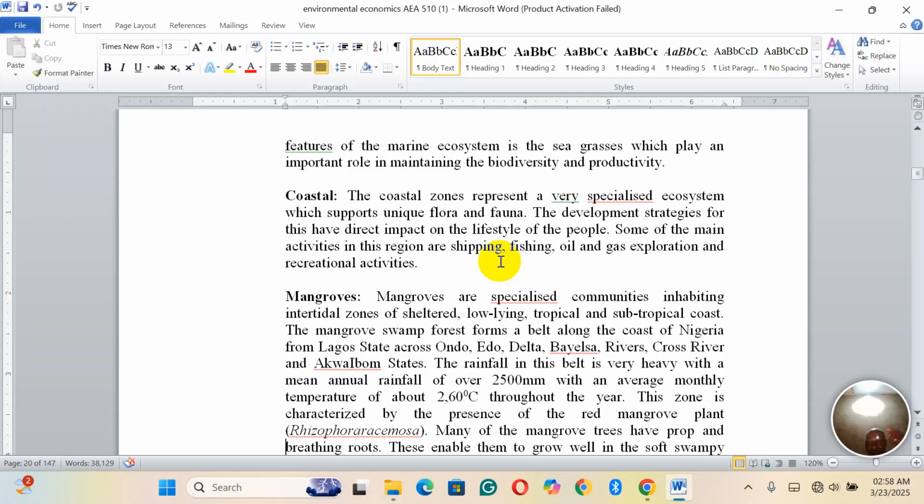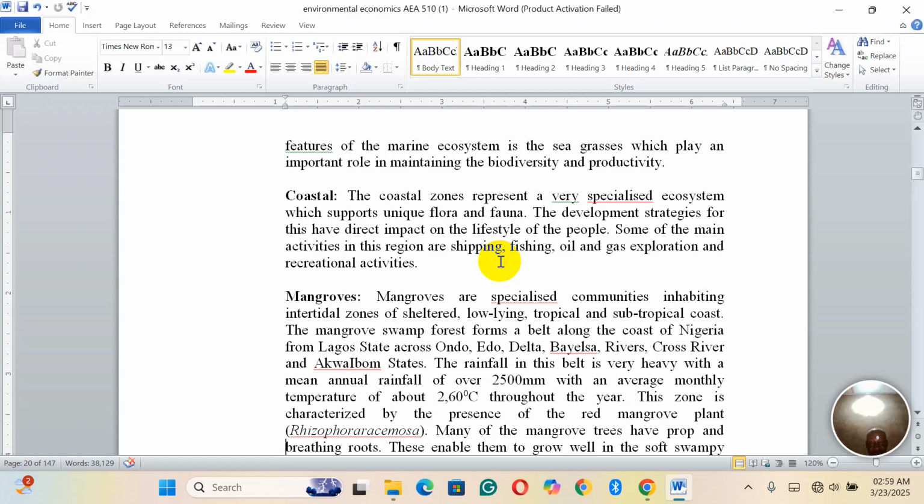The mangrove swamp forest forms a belt along the coast of Nigeria from Lagos State across Ondo, Edo, Delta, Bayelsa, Rivers, Cross River, Akwa Ibom State. The rainfall in this belt is very heavy with a mean annual rainfall of about 2,500 mm with an average monthly temperature of about 26 degrees centigrade throughout the year.